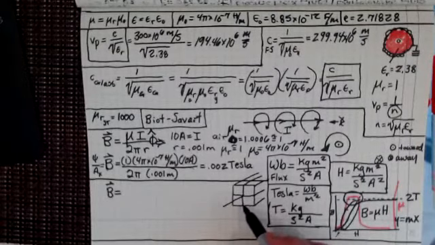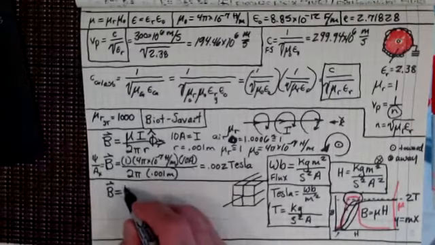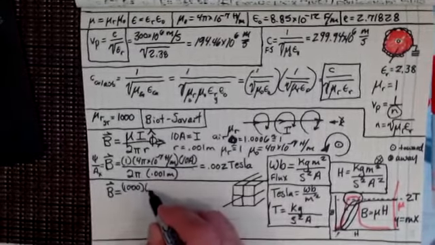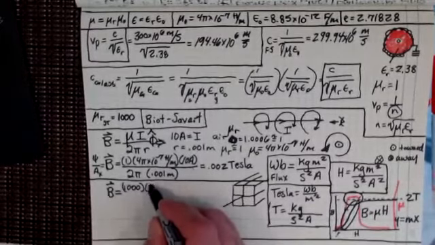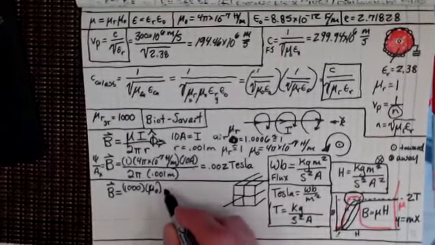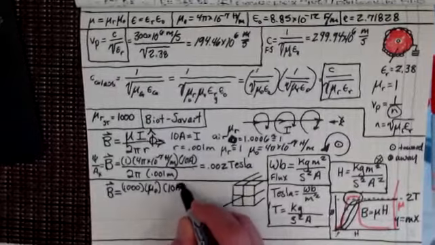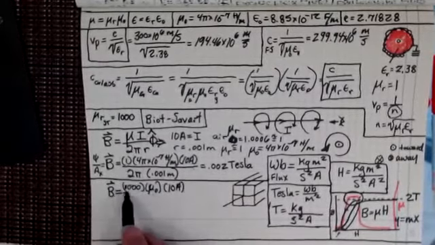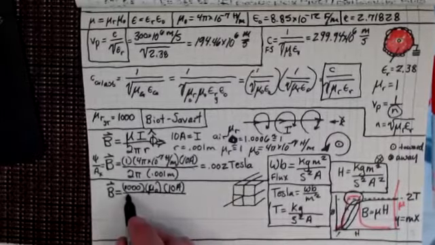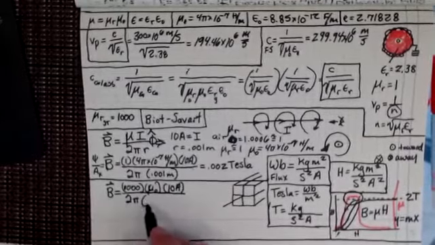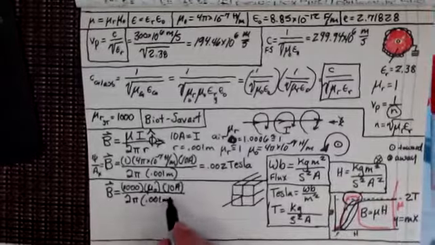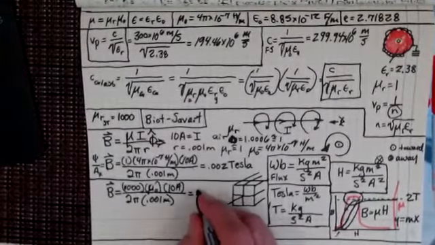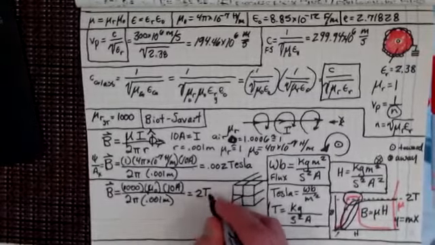What changes? Well, all of a sudden, that becomes 1,000, doesn't it? That's right. 1,000 instead of 1. Everything else is the same, isn't it? 2 pi times 0.001 meters. Everything else is the same. So 1,000, doesn't that change that to 2 Tesla?